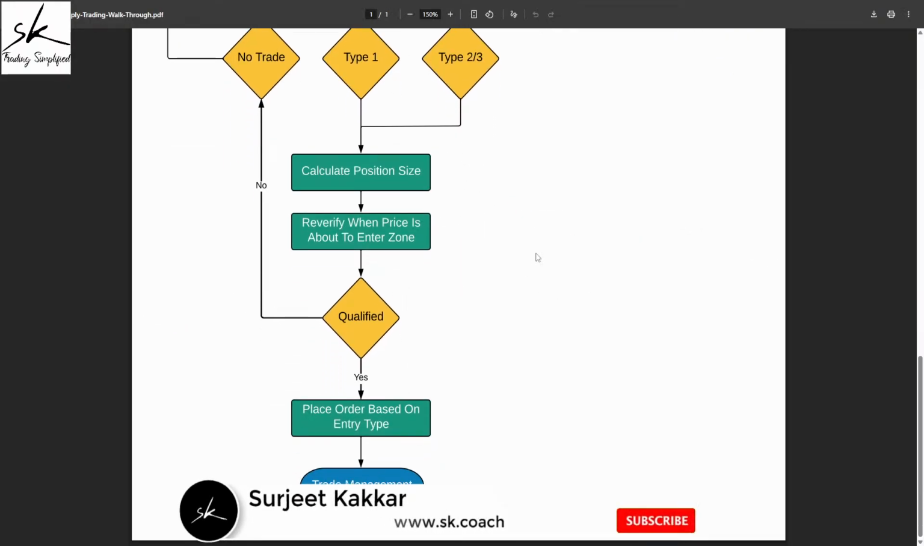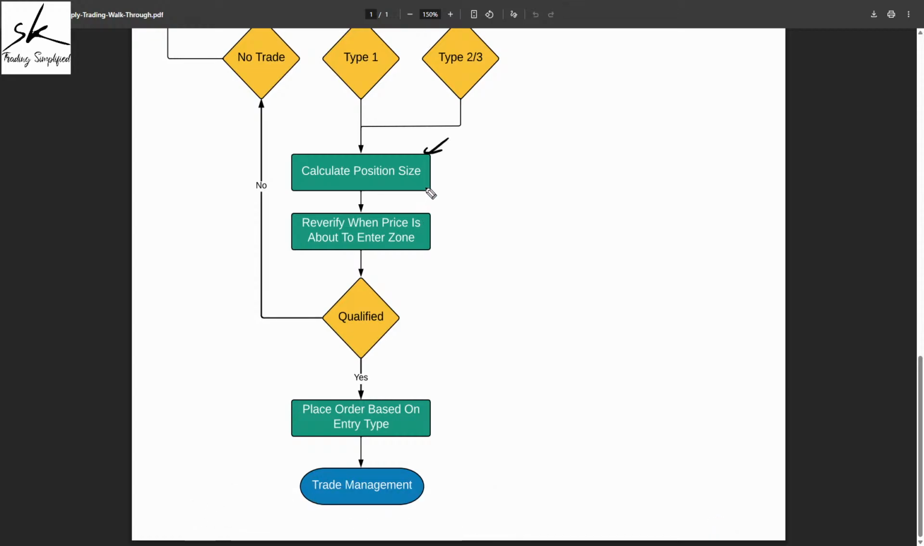Now, no matter how high the quality or the probability, any trade can be a stopped out trade. So we need to be ready for the worst case scenario, for which we will do our position size calculation so that if it goes against us, we do not lose more than what we are willing to lose per trade. Whenever the prices are back, you'll have to re-verify it because markets are not static, markets are dynamic, conditions are changing almost every other second.